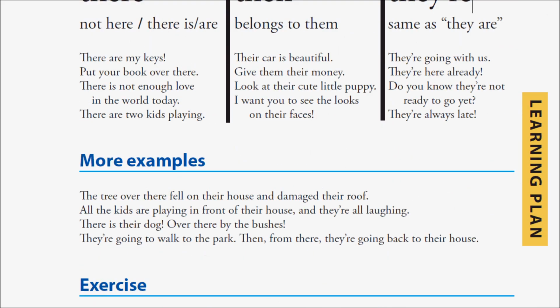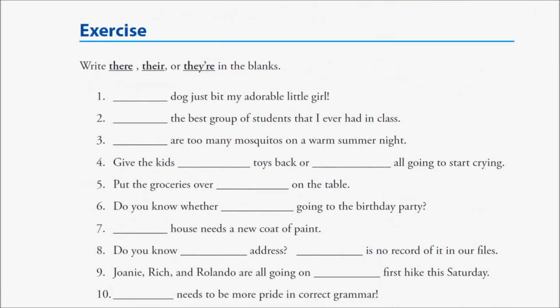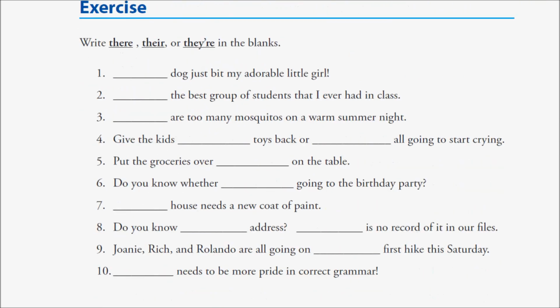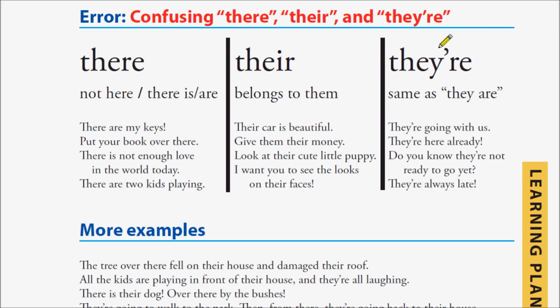And here there's more examples which you should read and make sure you understand. And then here's a good exercise where you write there, or their, in the blanks. And if you get these all right, please be aware of it. What happens, I see in the classroom, is that students will get this correct, and then a week later they'll write something and completely confuse these things all over again.